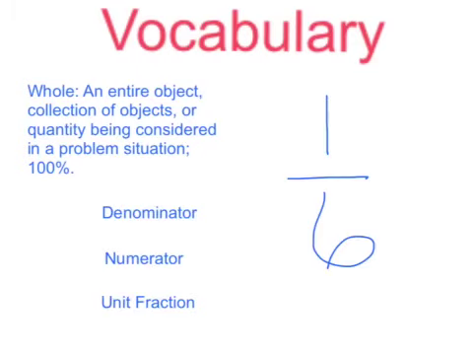Our next word is denominator. This is the number that is found on the bottom of the fraction. When fractions are standing for division, this is the number that you are dividing by.